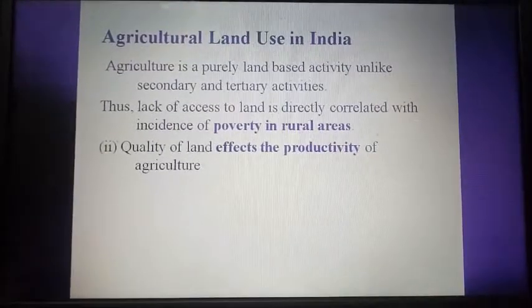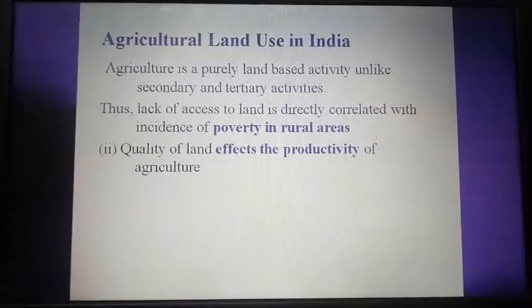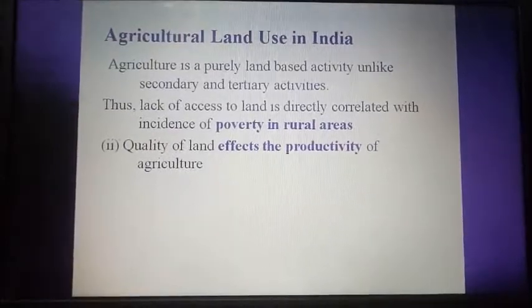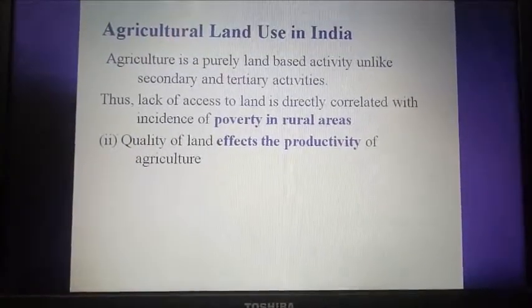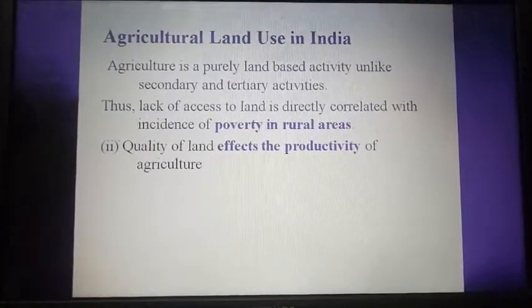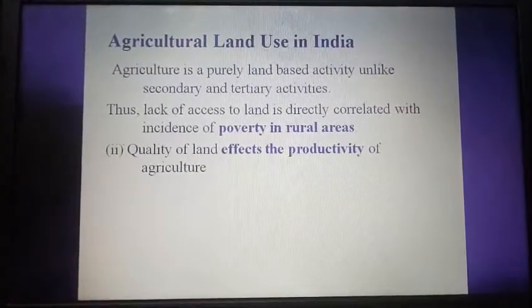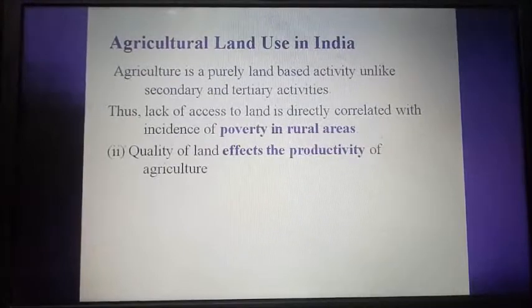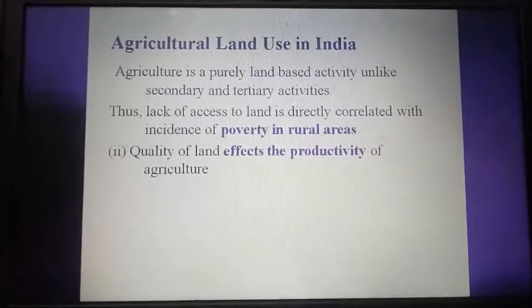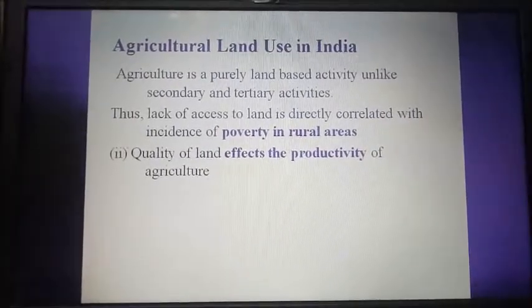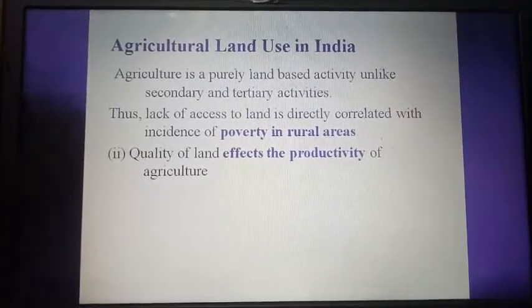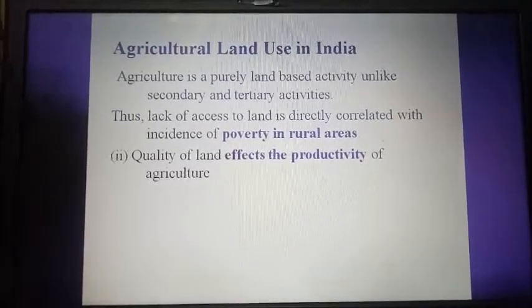Moreover, quality of the land affects the productivity of agriculture. If the land is fertile, the productivity will be very good. The output or the crops produced will be of good quality. Whereas if the land is not very fertile, then the production or the output of the crops will not be very good.